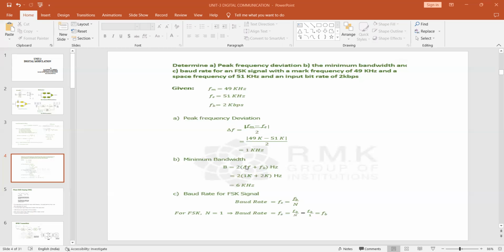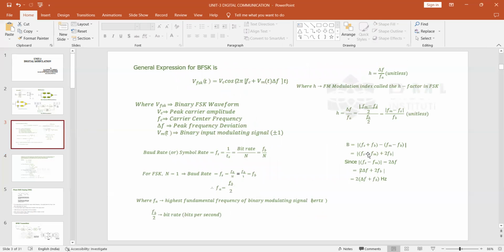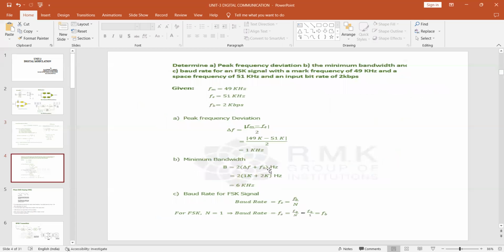Then minimum bandwidth. Minimum bandwidth is represented as 2 into del F plus FB. In general, bandwidth is the difference between the upper cutoff frequency and the lower cutoff frequency. From the general equation of FSK, the higher cutoff frequency is Fs plus Fb and the lower cutoff frequency is Fm minus Fb. While solving this bandwidth equation, we get 2 into del F plus Fb.